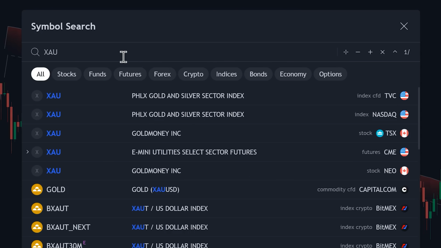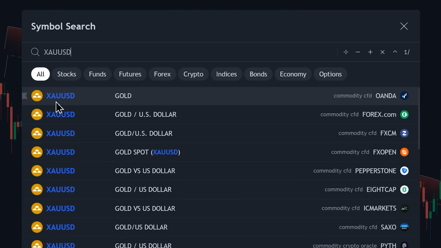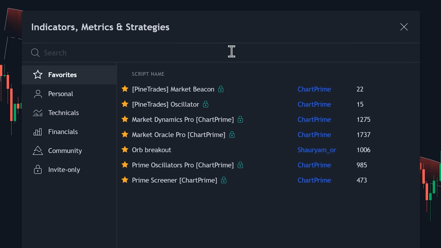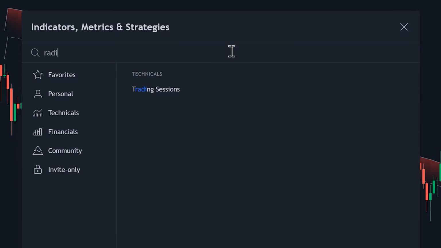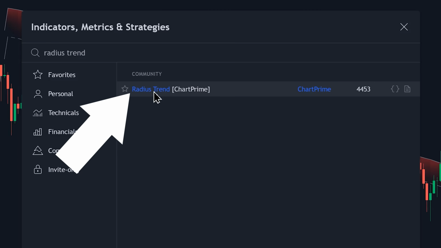Now, to get started with this indicator, you want to go to TradingView and then open any trading security that you like in any time frame. For me, I'm going to be using the 1 hour time frame of XAUUSD, which is the ticker symbol for gold. Next, you want to open the indicator search tab and type in radius trend. Be sure to select this one by chart prime.